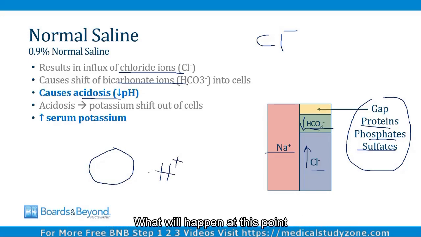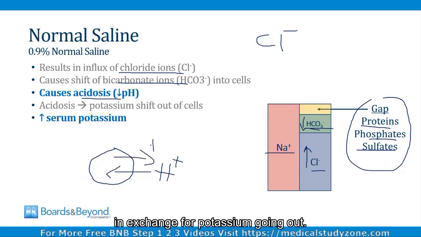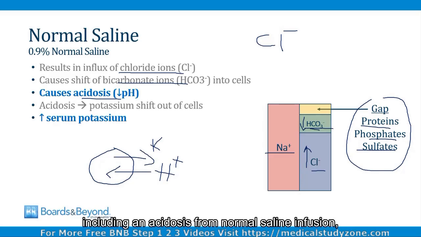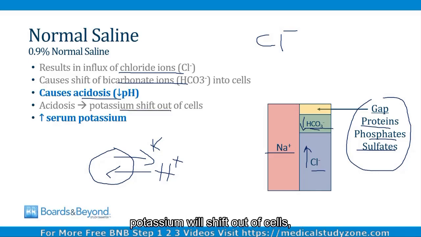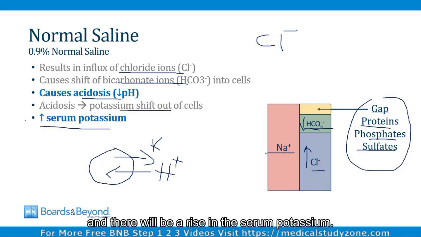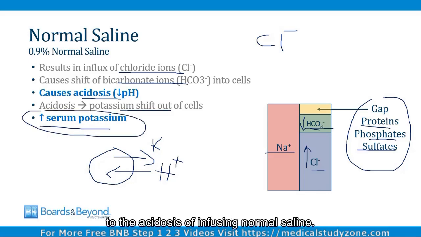What will happen at this point is cells will bring protons inside in exchange for potassium going out. This means that anytime you have an acidosis, including an acidosis from normal saline infusion, potassium will shift out of cells and there will be a rise in the serum potassium. This is a normal response to the acidosis of infusing normal saline.